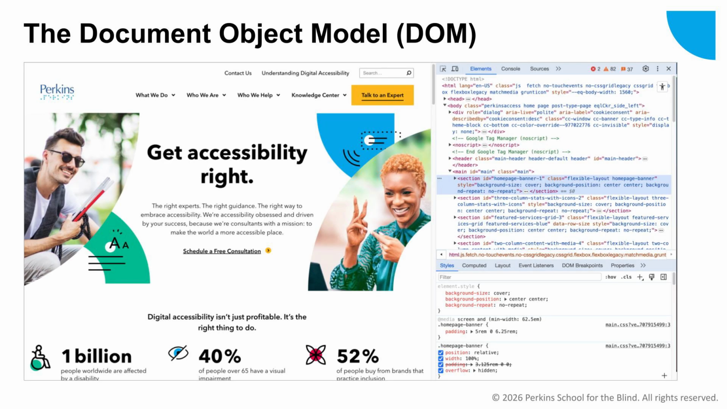When we talk about how a web page is structured, we're really talking about the Document Object Model, or the DOM. The DOM represents the page's content as a structured tree, which browsers and assistive technologies rely on to interpret and interact with the site.